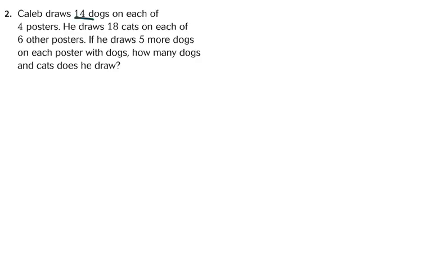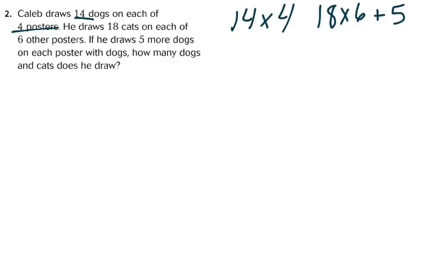He draws 14 dogs on each of 4 posters. That's like 14 times 4. And that'll give me my dogs. Then he draws 18 cats on each of 6 other posters. Then he draws 5 more dogs on each poster with dogs. 5 more dogs on each poster with dogs. And there are 4 posters with dogs. Okay, so you see how this problem got really complicated really fast.